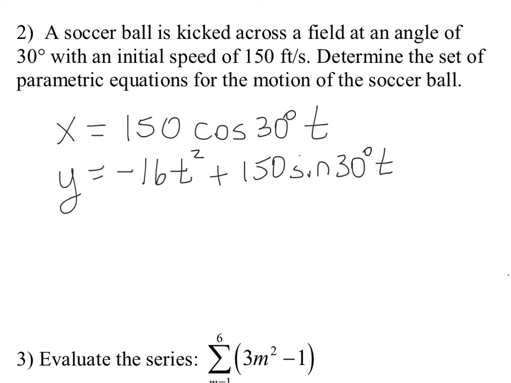All right, so the 2 parametric equations I have written here are x equals 150, which is the velocity, times the cosine of 30 degrees, which is theta, times t. And the y value is -16t squared. And this is because our velocity is in feet per second, so we're going to use the -1/2 times 32 feet per second gravity. So that ends up being this number right here, this -16t squared, plus the 150 velocity times the sine of 30 degrees, which is our theta, times t.